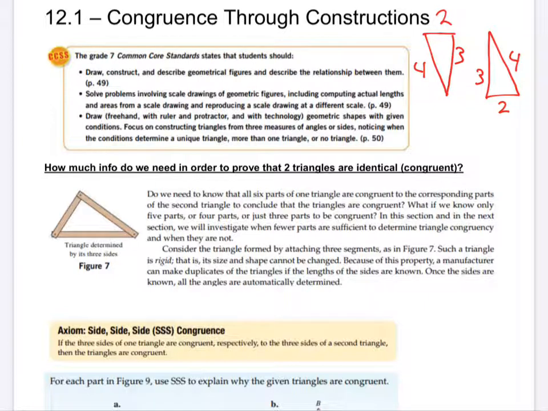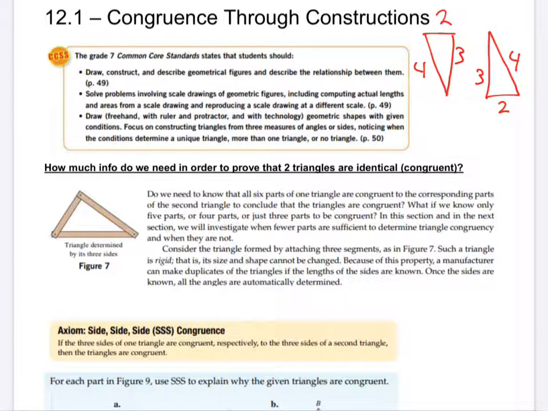If you just know side, side, side, that's our first axiom. If you just know the 3 sides of one triangle are the same as the 3 sides of another, the angles have to be the same. They have no choice. It's automatic. So what we're basically looking for in this chapter is the least information we can have that'll be enough to know the two triangles are totally identical. One way is side, side, side. That's all you need. You don't need to know all 3 sides and all 3 angles.